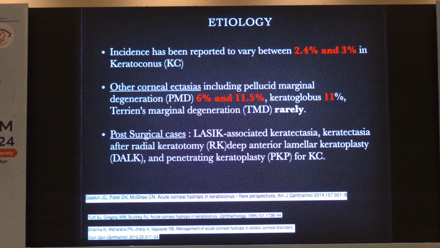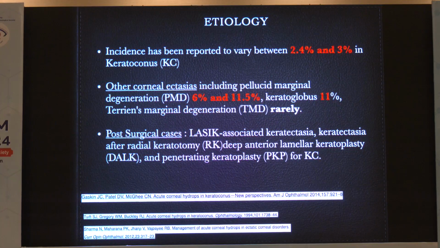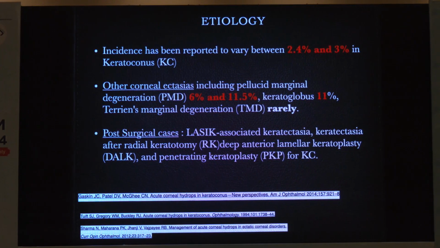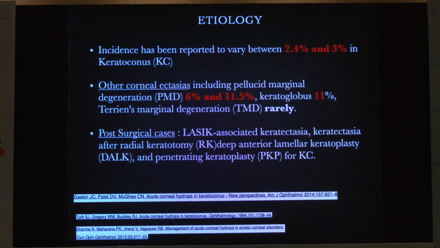The incidence has been reported to vary between 2.4 and 3% in keratoconus, and in other corneal ectasias it is slightly lesser, including pellucid marginal degeneration to be around 6% and 11.5%. Keratoglobus in 11% and Terrien's marginal degeneration is rare. So post-surgical cases have also been reported to have hydrops, LASIK-associated ectasia as well as RKs, and DALK and PKPs also in some patients with keratoconus.